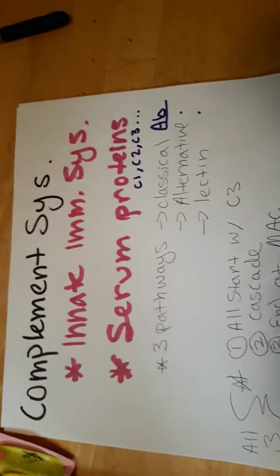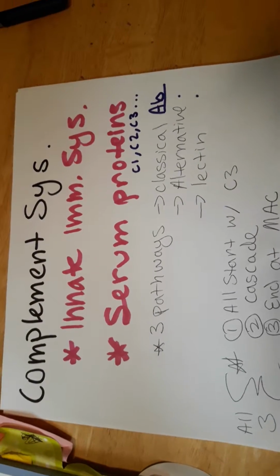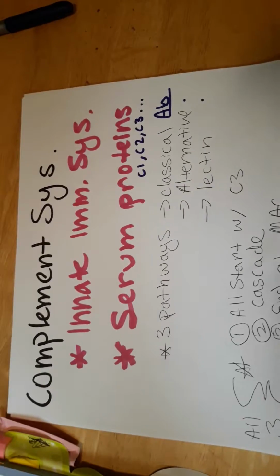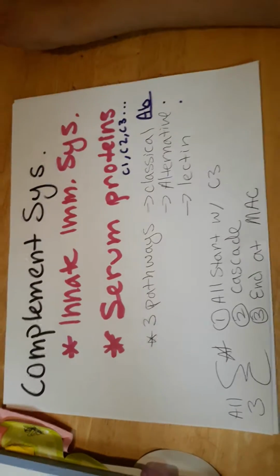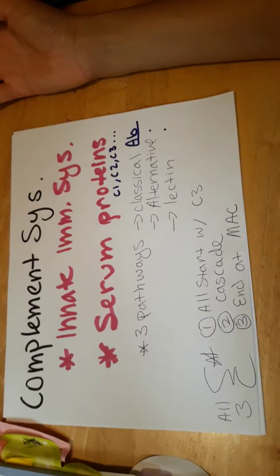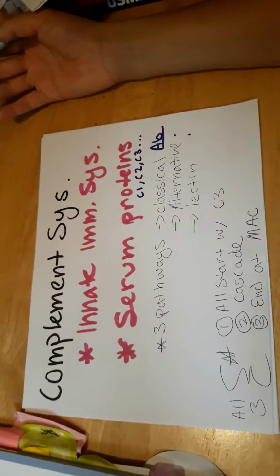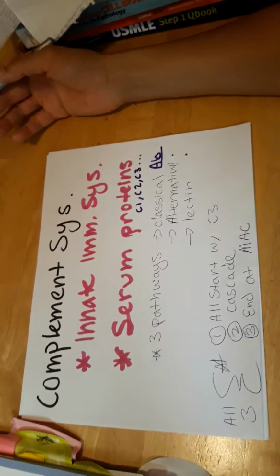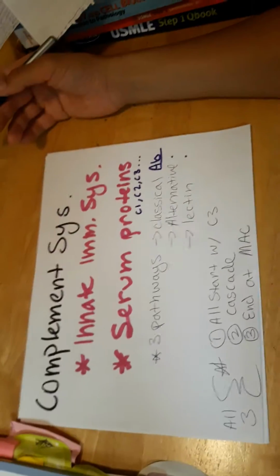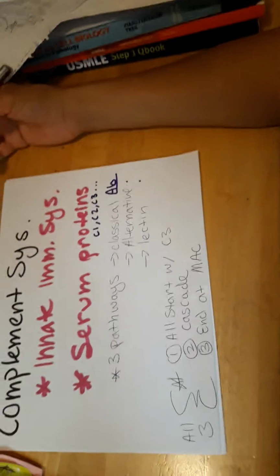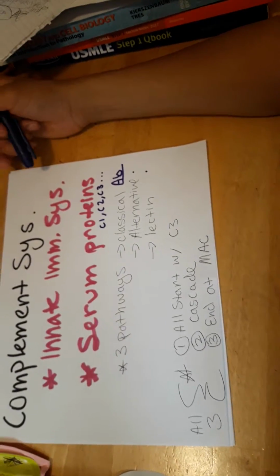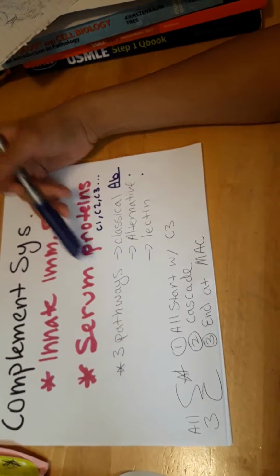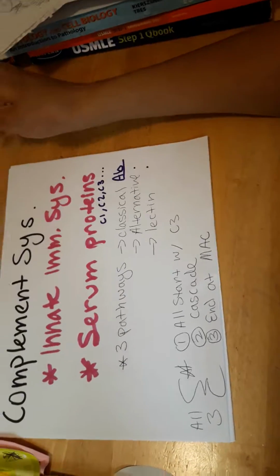Okay, so we're going to be talking about the classical complement pathway of the complement system. There's just some stuff you should know. It's a part of the innate immune system. The complement proteins are always just in your blood, ready to be activated, thus making it a part of your innate immune system. They are composed of serum proteins, which I just said.